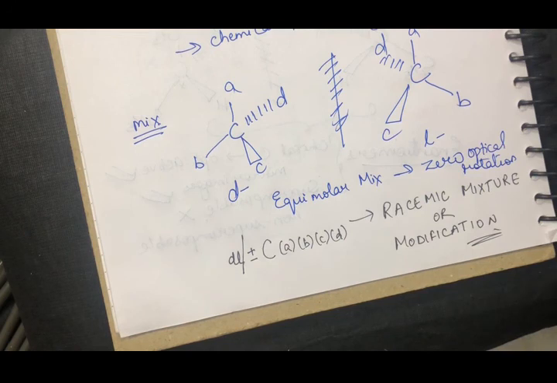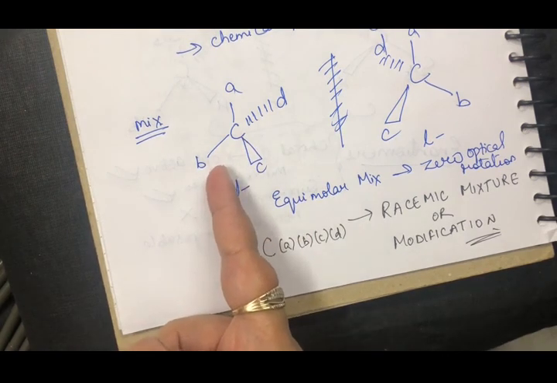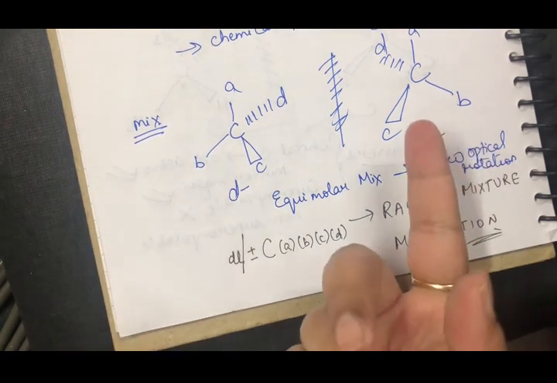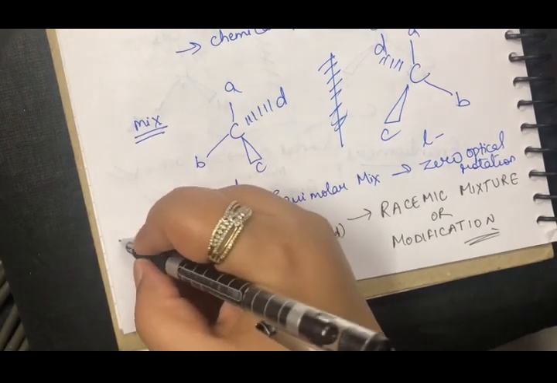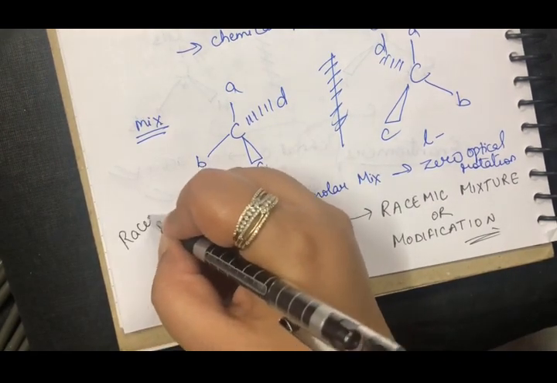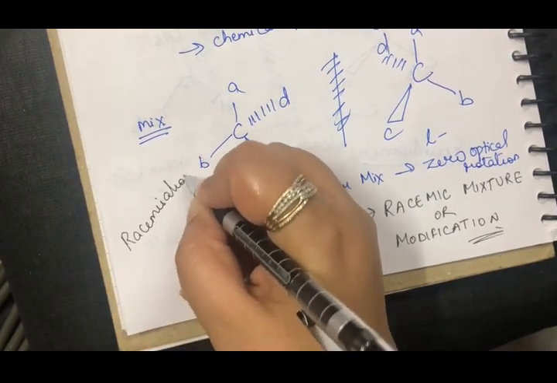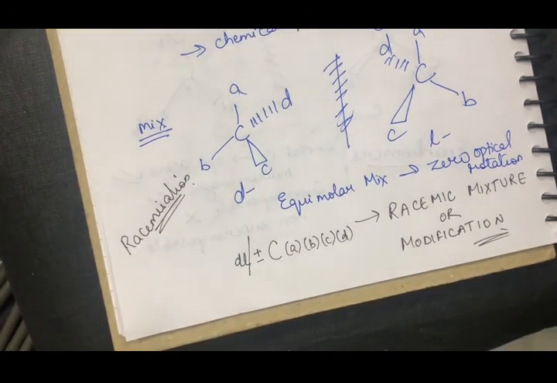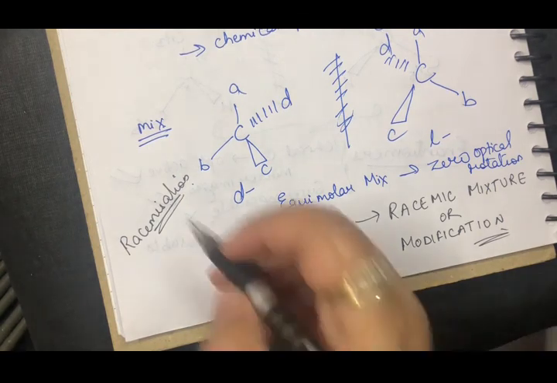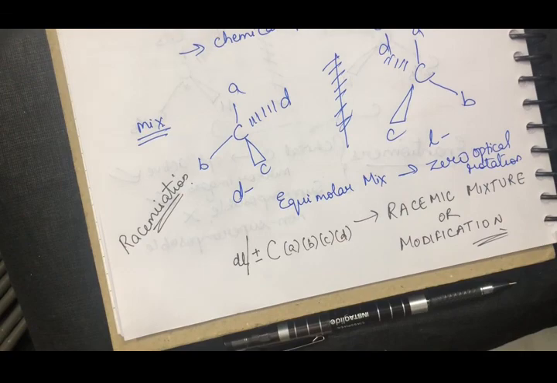And the process to convert any one of the enantiomers, मैंने ये enantiomer पकड़ा, मैंने इसको एक racemic mixture में convert कर दिया, then I call it racemization. What is racemization? The process of conversion of any one of the enantiomers into the racemic mixture is called racemization. I hope these optical isomers are clear to you.